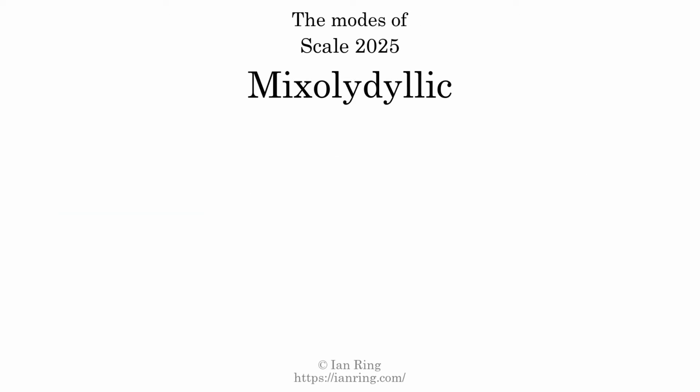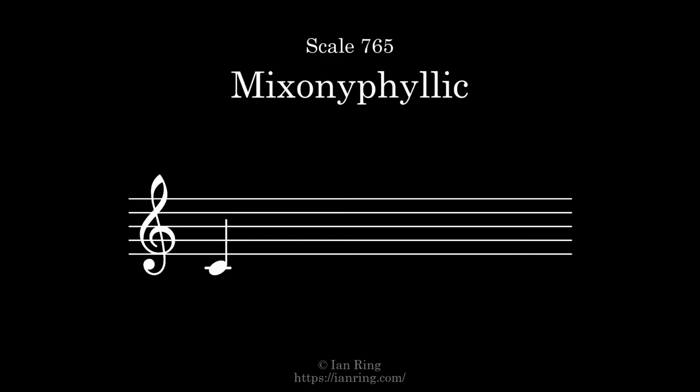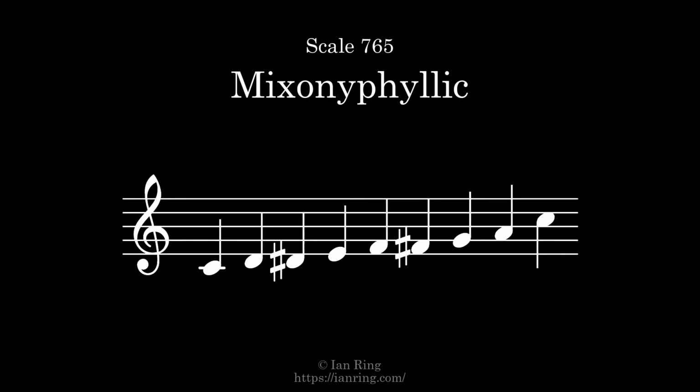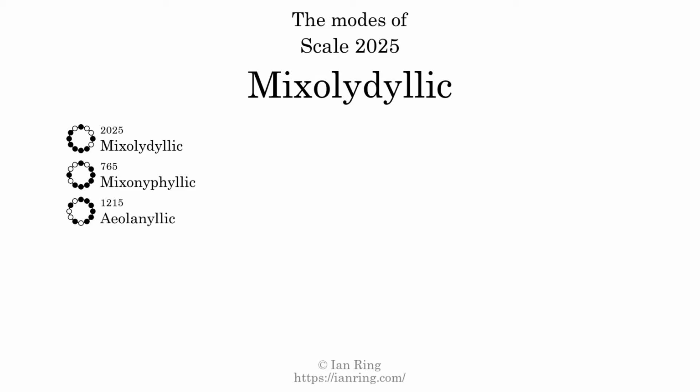This scale has 8 modes. The first mode is itself. The second mode is scale 765, also known as Mixolydyllic. It sounds like this. The third mode is scale 1215, also known as Untitled. It sounds like this.